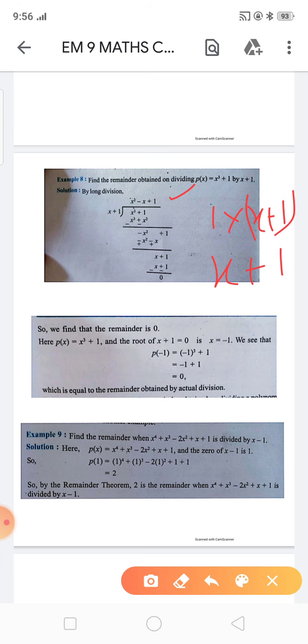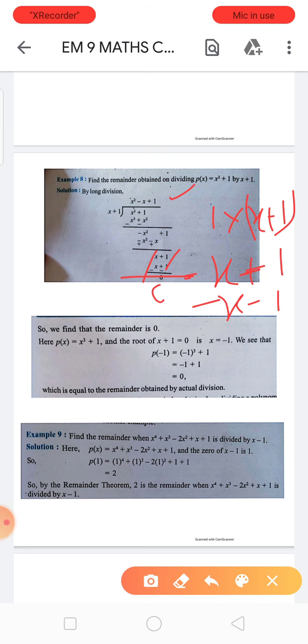Now subtracting, the sign is changed. So here subtracting: plus minus becomes minus, and plus minus again, minus x minus 1. Subtracting, the first term cancels and the last term, 1 minus 1, also cancels, and the remainder is 0.